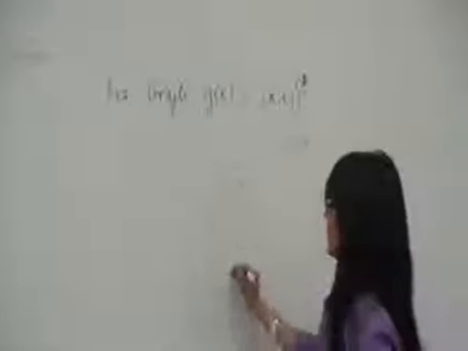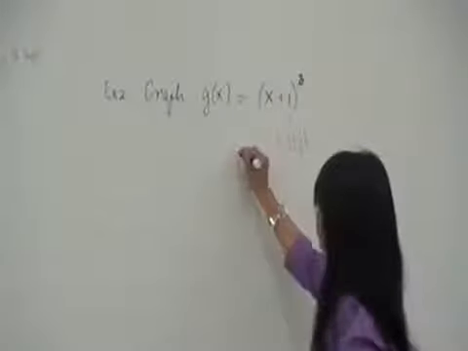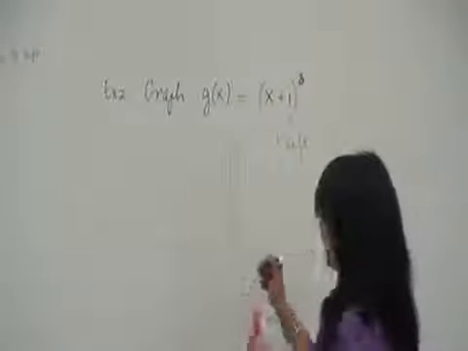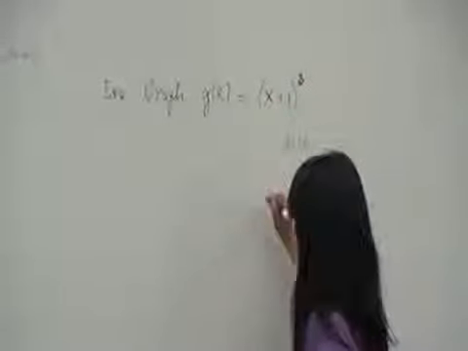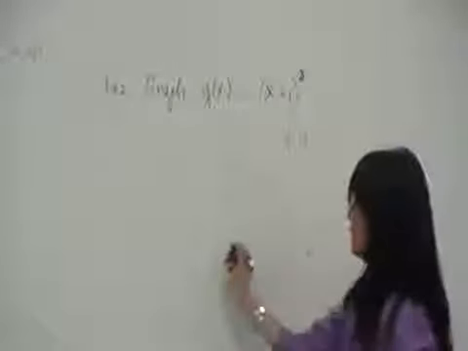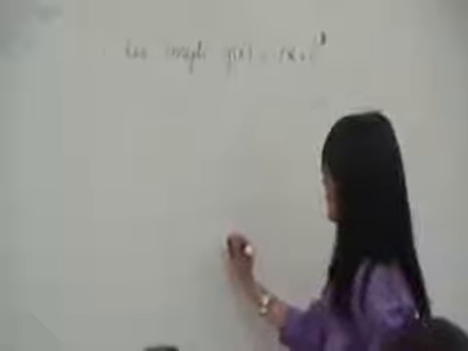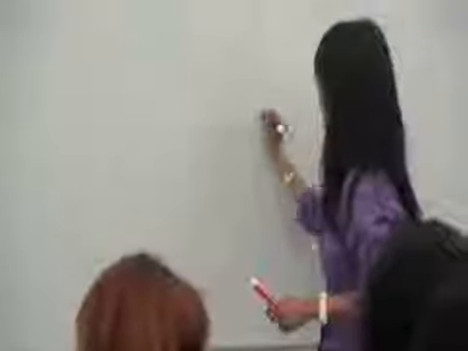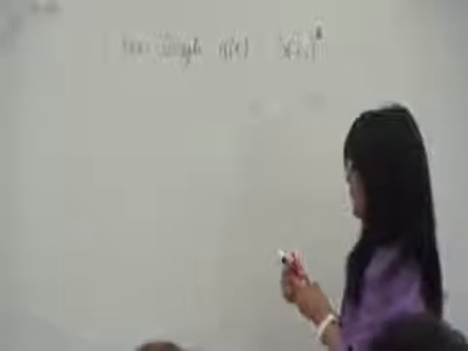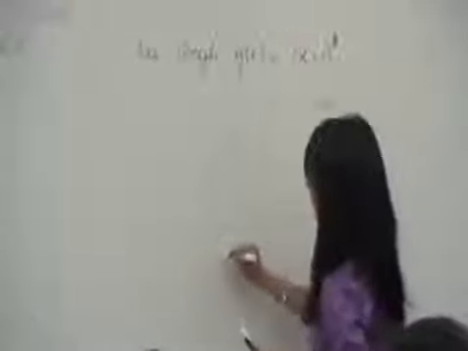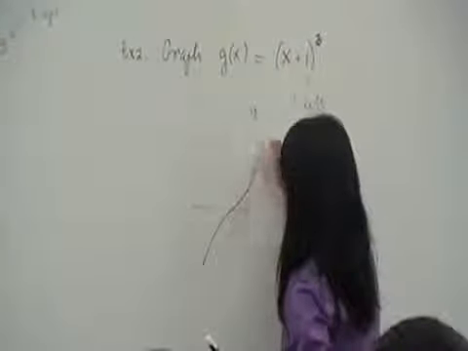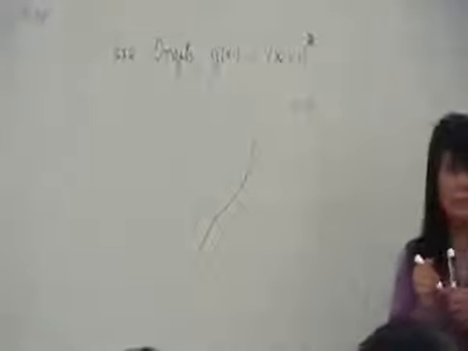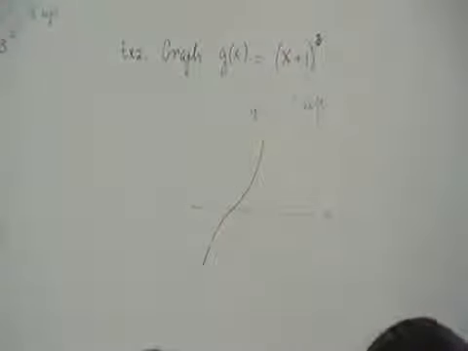So you can start with your basic graph. The basic graph was here, right? Move this all 1 to the left, so everything will move 1 to the left, 1 to the left. So therefore your new graph will be this. You guys understand? Alright? So that's what we have there.